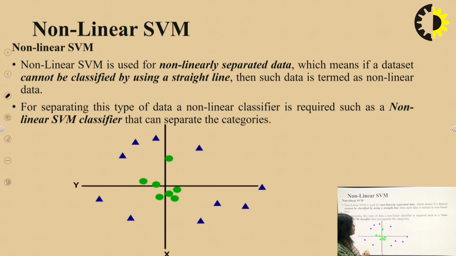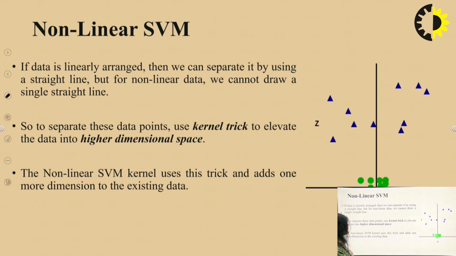Now for this type of classification problem, where your data has a non-linear relationship, we need to use the non-linear SVM classifier to separate out these data points. Now, how does the non-linear SVM deal with this problem when the data is not linearly separable? In that case, the non-linear SVM algorithm uses the kernel trick, and the kernel trick is a way to map the input data into a higher dimensional space.